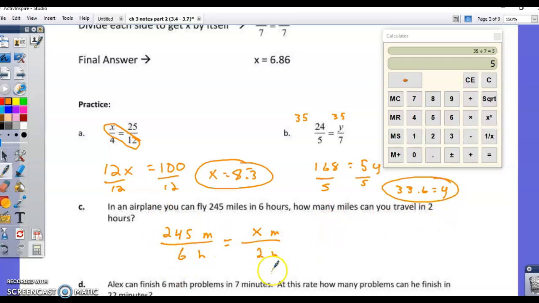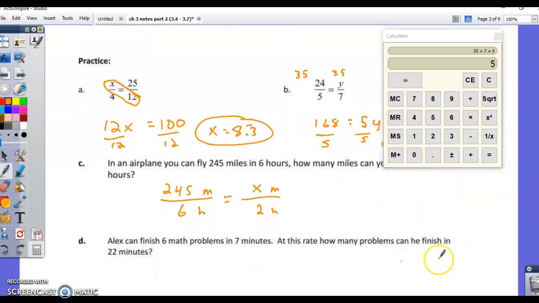One way we could do this is to find the unit rate and then multiply it by 2, because the unit rate is how many miles we can travel in 1 hour. But the other way is to do this, because sometimes the numbers don't work out that nice and neat, or you're not trying to find the unit rate of 1, they're mixing it up on you. So this is a way that you can set it up to solve if you're looking for the hours. The unit rate for this would be 245 divided by 6. We know that would be 40.833 miles per hour. We can multiply that by 2 and get our answer. Or we could set it up this way.